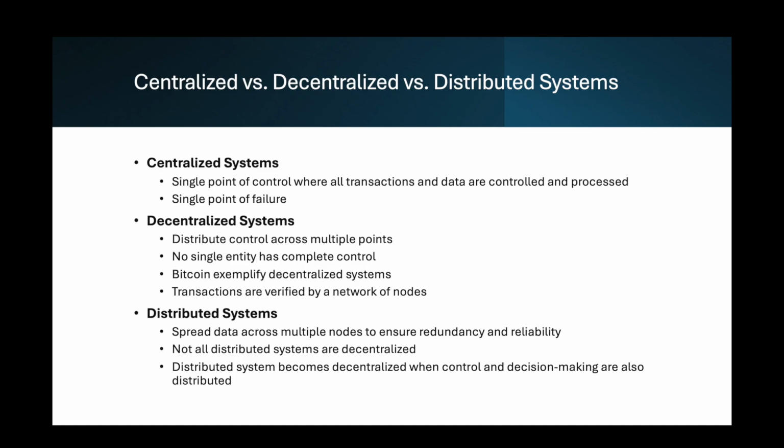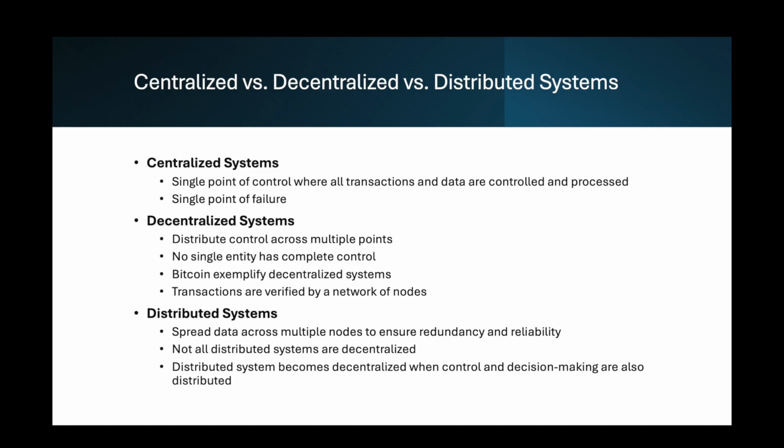Centralized versus distributed systems. Centralized systems rely on a single point of control. For instance, most traditional banks operate on a centralized system, where all transactions and data are controlled and processed by the bank itself. This central authority has complete control over all operations and data, making it a single point of failure.